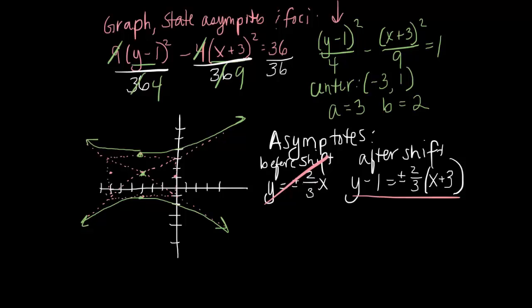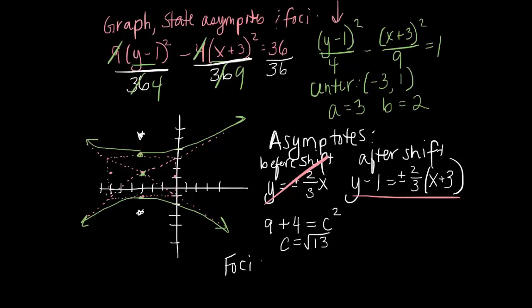Let's find our c value so we can find the foci. I know that a squared plus b squared equals c squared. So c is equal to the square root of 13. Now remember, c is the distance from the center to the focus. So not from the vertex to the focus, from the center to the focus.